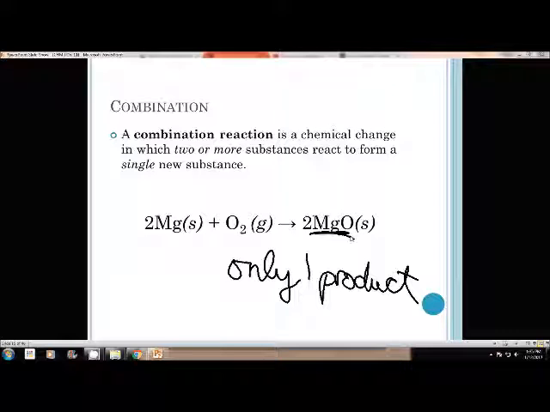So for combination reaction, I like to abbreviate it as combo. If you come up with another abbreviation, that's fine. But just know that there's another reaction that starts with comb. So you got to be careful there. Okay? So that's combination. Only one product.